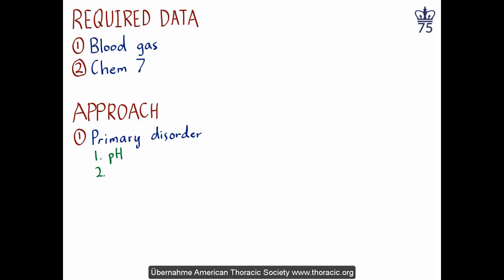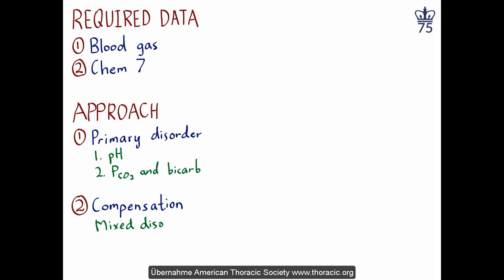Question number 2 is, what is the primary cause? So is the CO2 up or down, and is the serum bicarbonate up or down? And once we establish the primary disorder, we then ask whether the compensation that is happening to offset this disorder is occurring or not occurring. With this, we make the diagnosis of a concomitant second or third disorder or not. What is the degree of compensation?